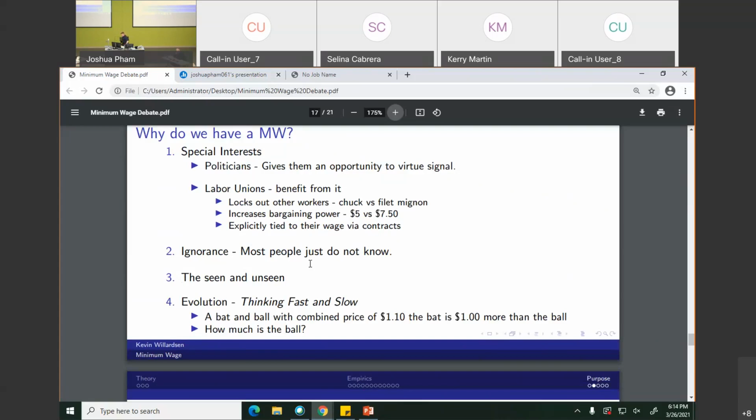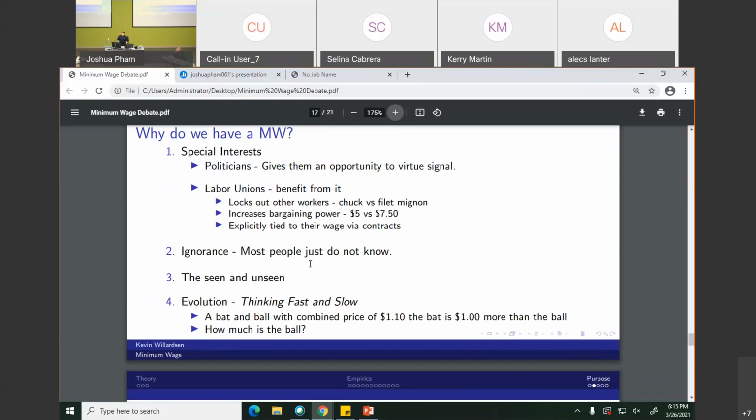And finally, I think one of the reasons that we tend to see the minimum wage comes from thinking fast and slow. I don't know if any of you are familiar with Daniel Kahneman, but he has this concept of 2 brains, one which thinks fast and the other one that thinks slow. I apologize. So let's play a game, effectively. There is a ball and a bat. The combined price is $1.10. The bat is $1 more than the ball. How much is the ball?